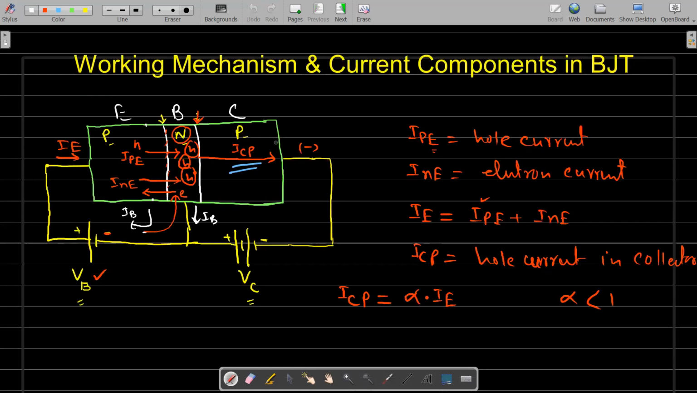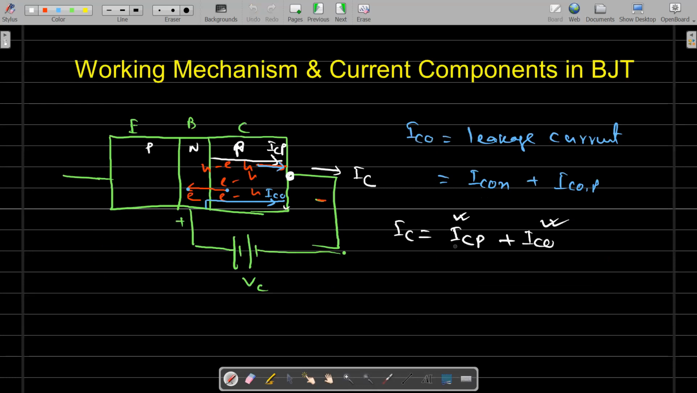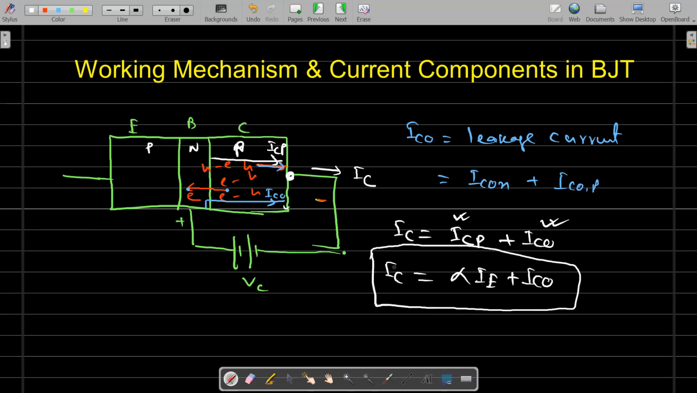Previously I already mentioned this. I can write this in the form of alpha times IE. So IC is equal to ICP, that is alpha times IE, plus ICO. Basically this is the relation between the collector current and emitter current and also the leakage current. So this is the current equation of BJT.